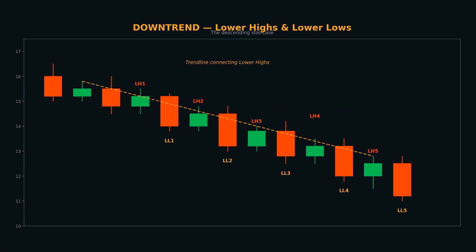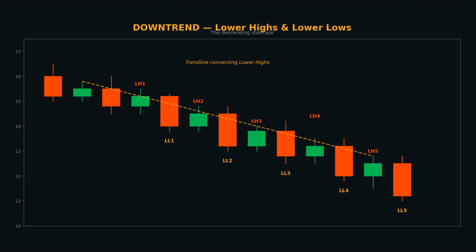A downtrend is the mirror image. Instead of higher highs and higher lows, you get lower highs and lower lows. Price makes a low, bounces up, but only makes a lower high, then drops to make an even lower low. Then it bounces again, makes another lower high, and drops to another lower low. Each bounce is weaker than the last. Each drop takes price to a new floor.